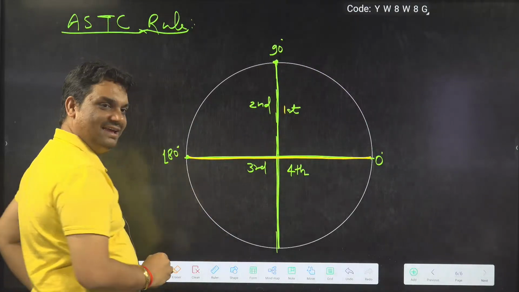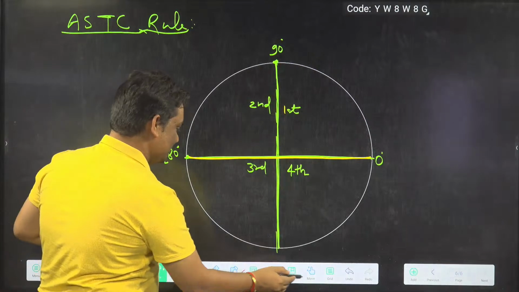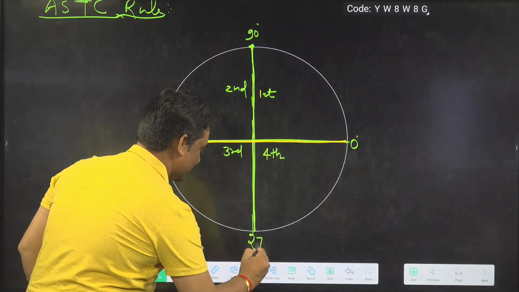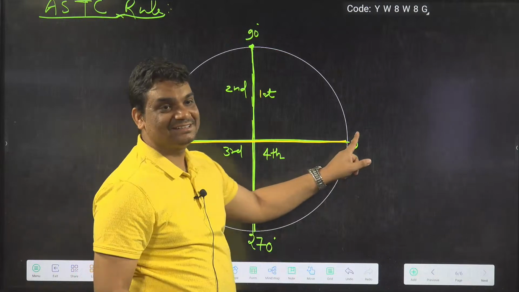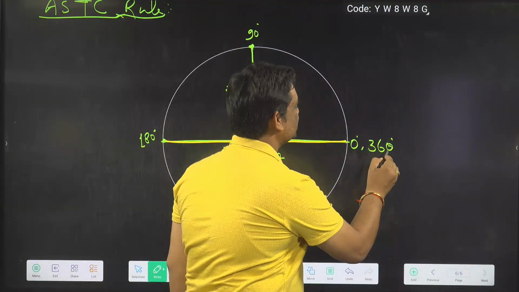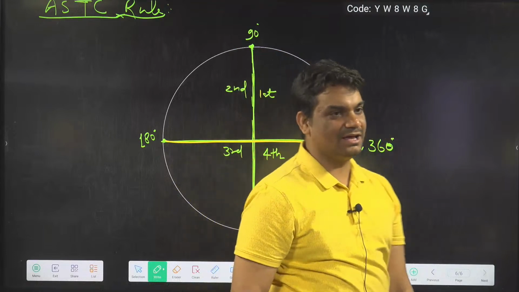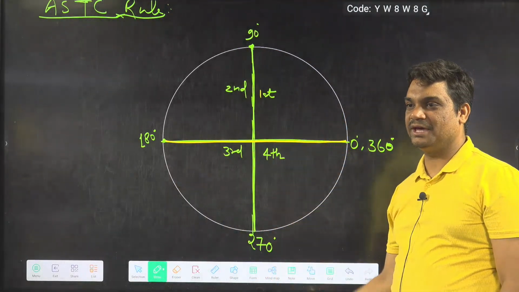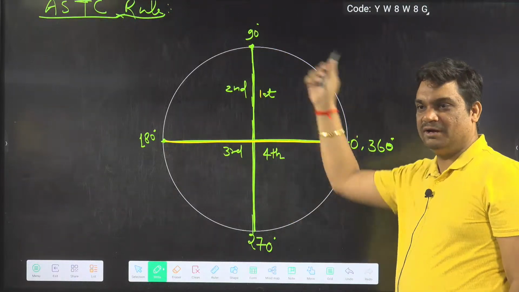Can I say 180? And here we can write how much? 270. And how much here? 360 again. That's why I said after 360, what will happen? Things will keep on repeating. After 360, if I write any angle, then it will keep on repeating.